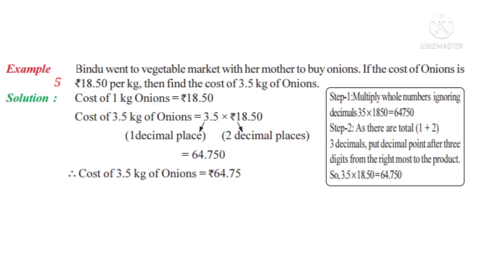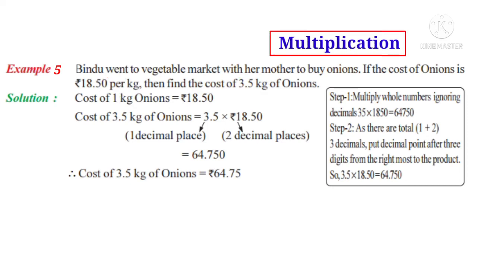Example 5. Bindu went to a vegetable market with her mother to buy onions. If the cost of onions is 18 rupees 50 paise per kilogram, then find the cost of 3.5 kilograms of onions. Here observe that per kilogram means 1 kilogram and then 3.5 kilograms. So the weight of the onions is increased. So the operation we have to do is multiplication. So cost of 3.5 kilograms of onions is equal to 3.5 into 18 rupees 50 paise.